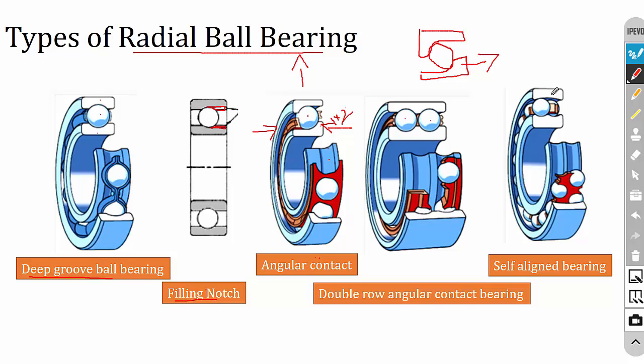Then the next one is the self-aligned bearing. In the case of the self-aligned bearing, the retainers and the grooves provided in the inner race as well as outer race will keep the balls aligned. So it will keep the balls aligned by itself.